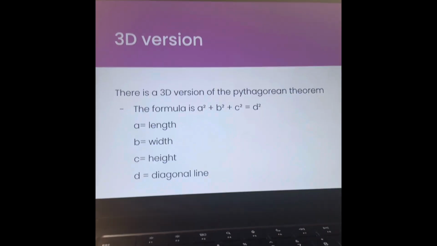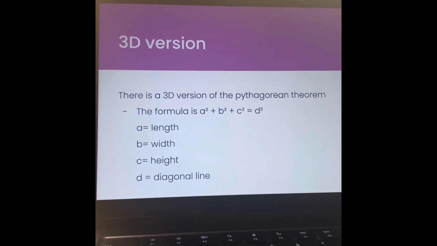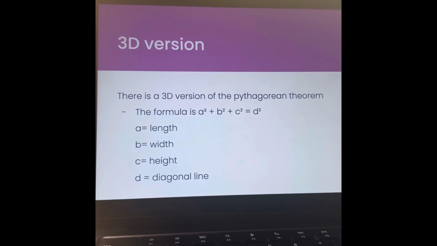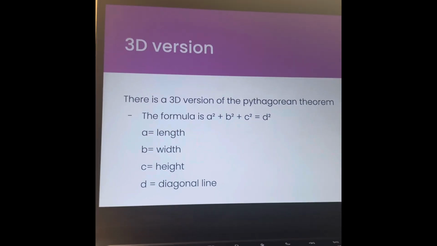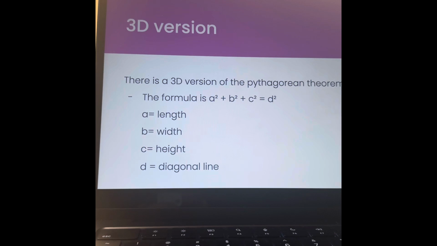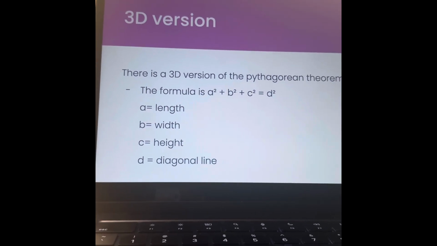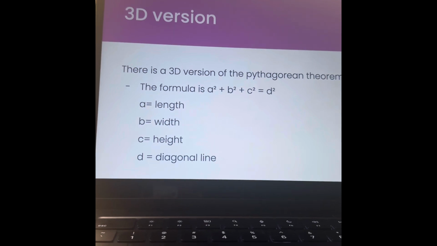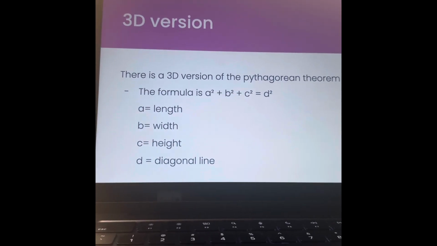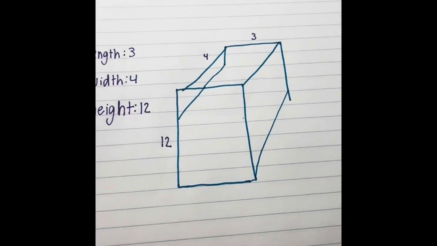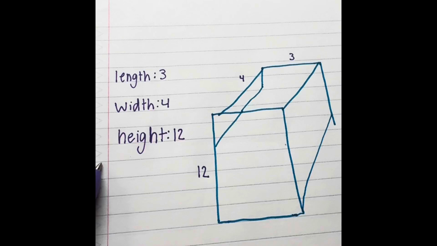3D version. There is a 3D version of the Pythagorean theorem. The formula is a squared plus b squared plus c squared equals d squared. Now each of these stands for a different thing in a 3D model. A is typically your length, b is your width, c is your height, and d is your diagonal line. Now we are going to work one out together. Let's pretend this square right here is a box. The length is 3, the width is 4, and the height is 12.